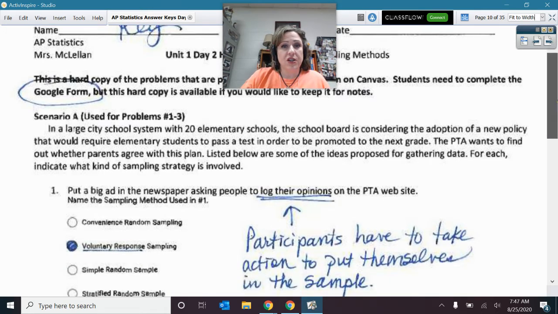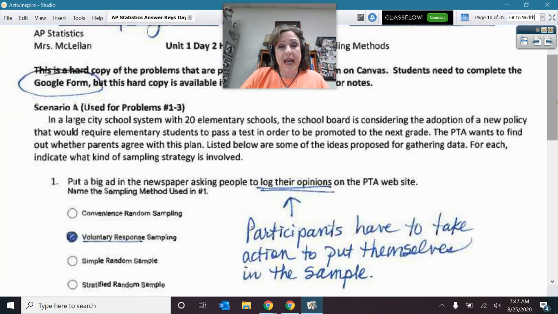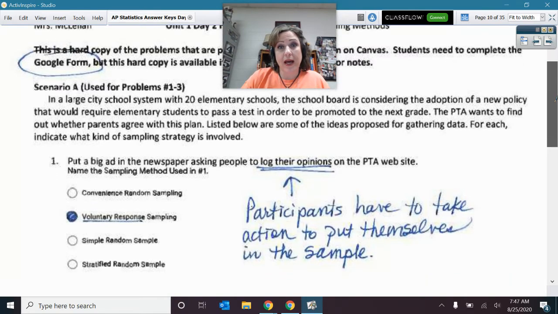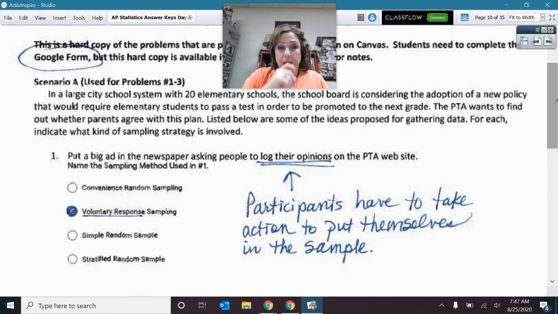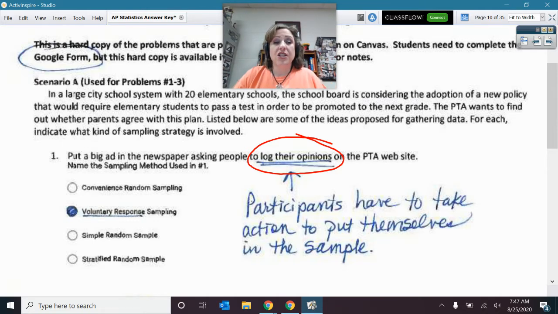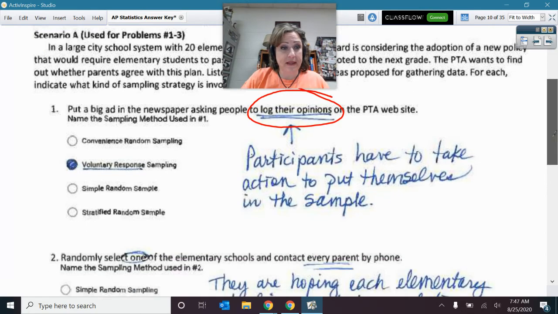Okay. So this was on the Google form, and you weren't allowed to go to the next problem until you got it right. But let's talk about why these answers are the right ones. Okay, so here was the situation. Number one, they had to log their opinion. So they had to take action to put themselves into the sample. So that's why it's voluntary response sampling method. Okay.